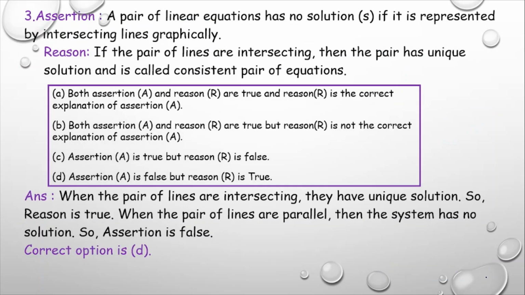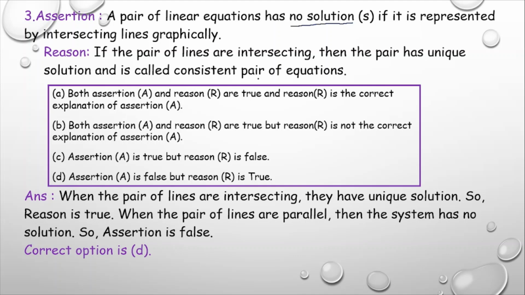Okay. Question 3. Assertion: A pair of linear equations has no solution if it is represented by intersecting lines graphically. You could have observed when I am reading, wherever the key point is there, I am underlining. Okay. In such a way only you should also approach the question.